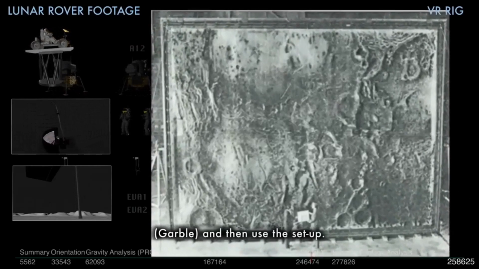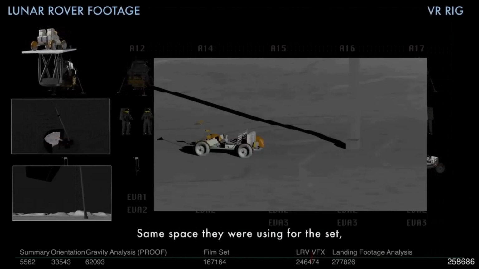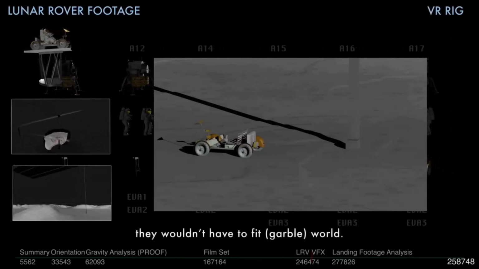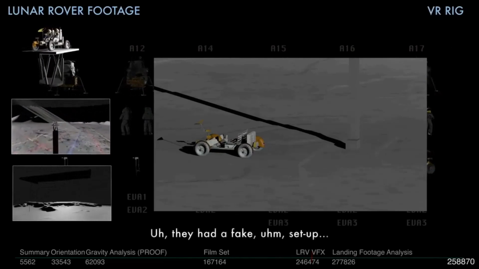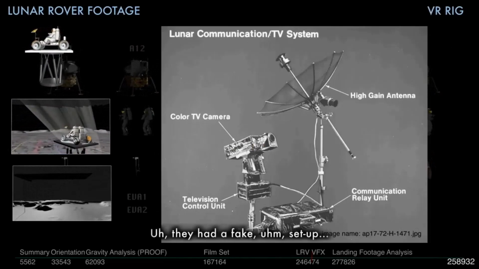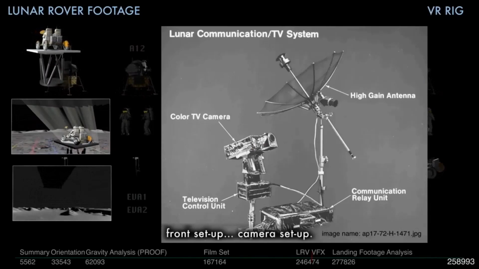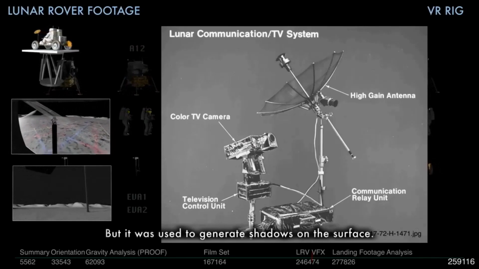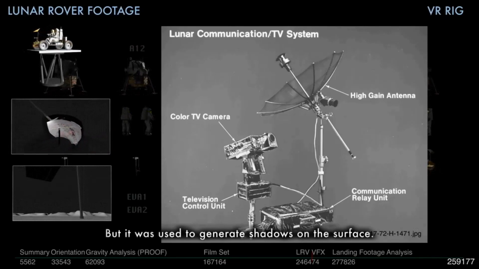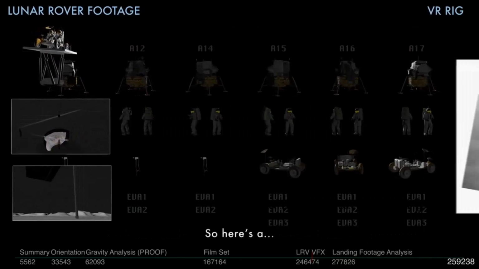And then use the setup. This is the same space that they were using for the set. They wouldn't have room to fit that giant model world that they built. In some cases, I think the rover was moved on a giant hydraulic stand. They had a fake front setup with a camera setup. I don't think necessarily it was in view, but it was used to generate shadows on the surface.